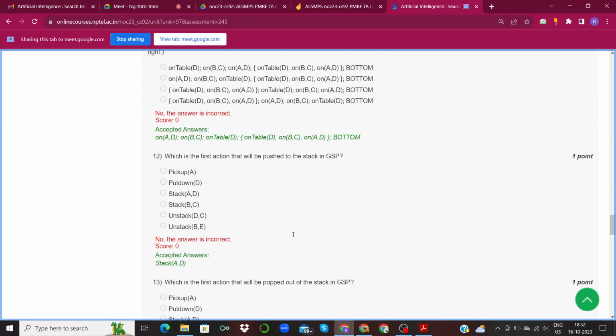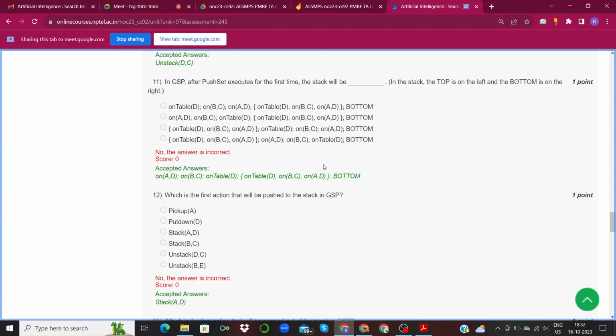Okay, let's have a look at the rest of the questions. Which is the first action that will be pushed to the stack in GSP? So let's have a look at the condition of the stack that is given to us. You see that on top of the stack you have on A comma T, right? And in order to solve A comma T in a backward manner, you have to push stack A comma T first. So that is your solution. Okay, that is the first action that will be pushed into the stack.